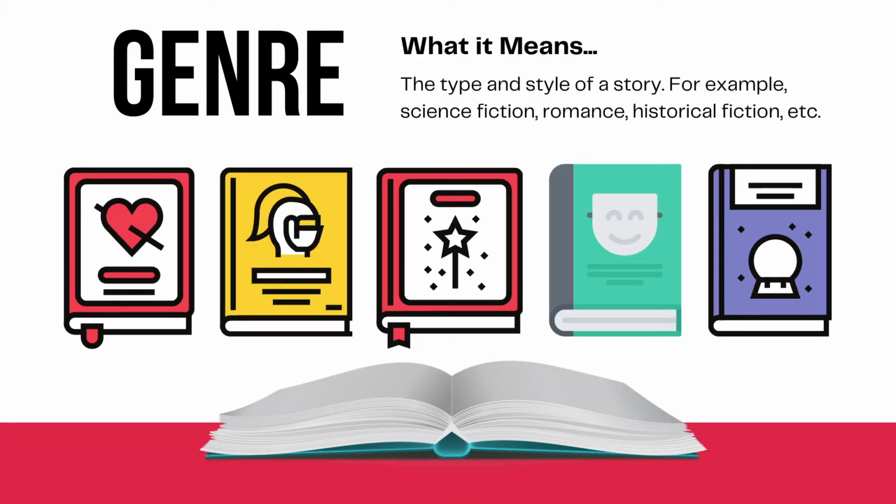Genre. Genre is the type and style of a story, for example, science fiction, romance, and historical fiction. Each genre has its own certain styles, characteristics, and rules, so make sure that you're familiar with the genre you are writing so that you can follow those and appease both publishers and readers with your work.